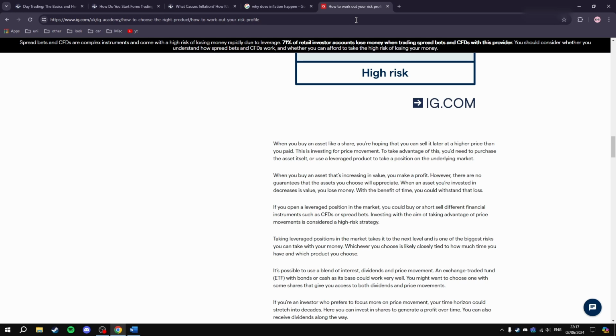When you buy an asset that's increasing in value, you make a profit. However, there are no guarantees that the asset you choose will appreciate. When an asset you're investing in decreases in value, you lose money. With the benefit of time, you could withstand that loss.